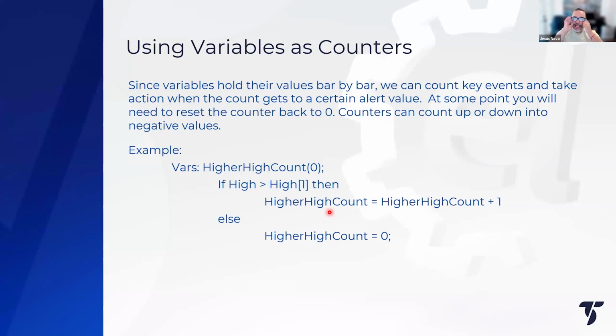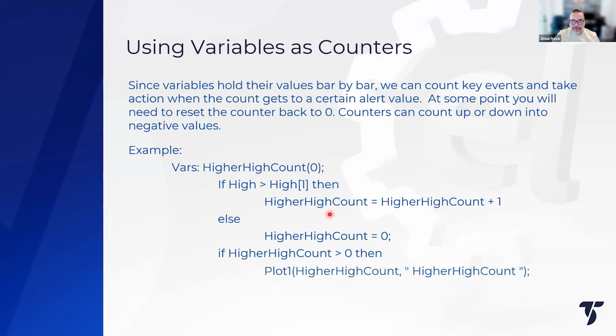But when the condition is not true, then it'll reset the counter to 0. So this will let you know how long ago we had a higher high than the previous bar, which is a very interesting concept. Let's take a look at another syntax here. If higher high count is greater than 0, then we're going to plot that counter. This just keeps track of how many higher highs you've had in a sequence.